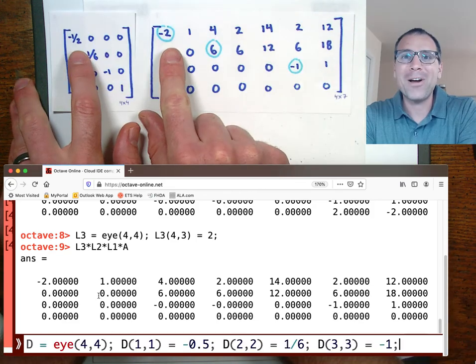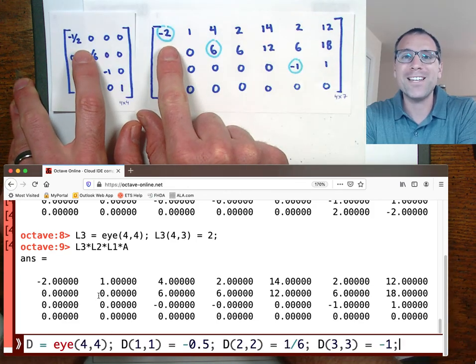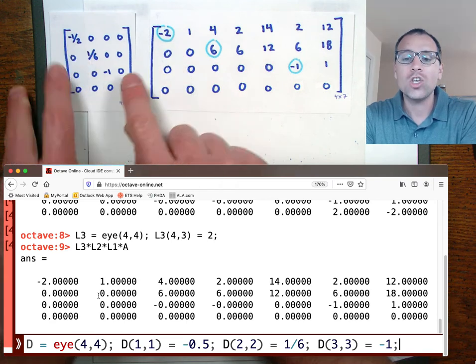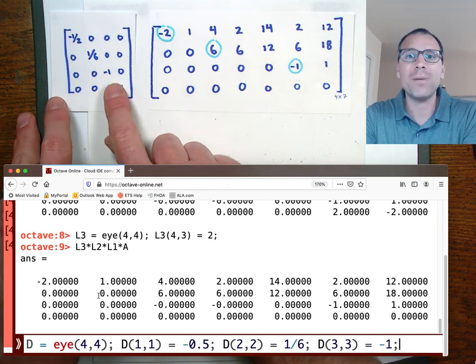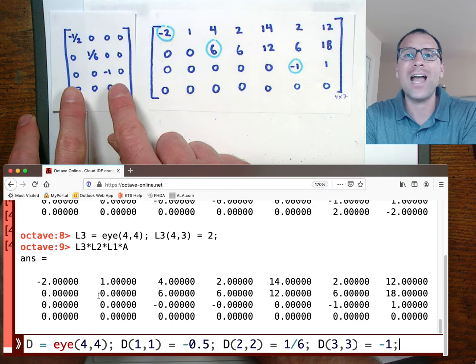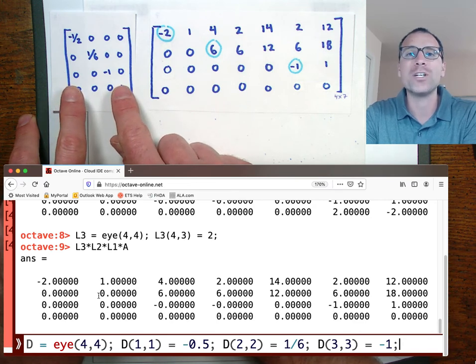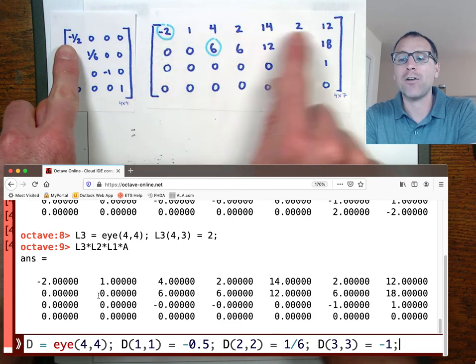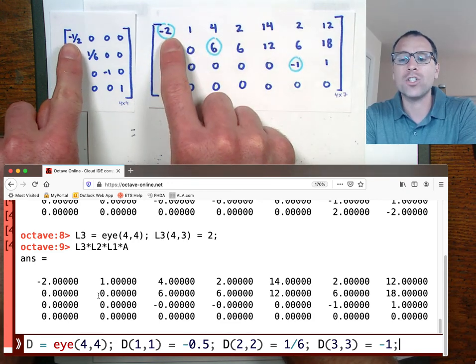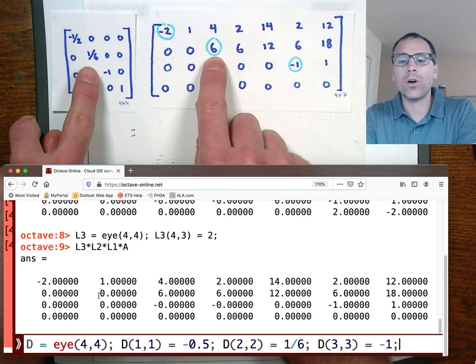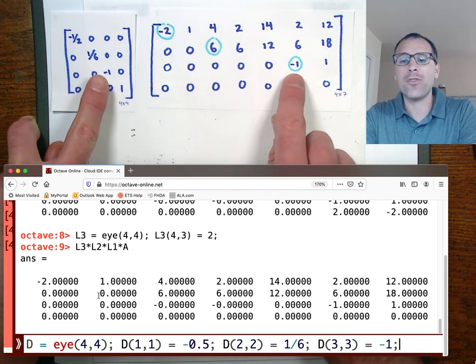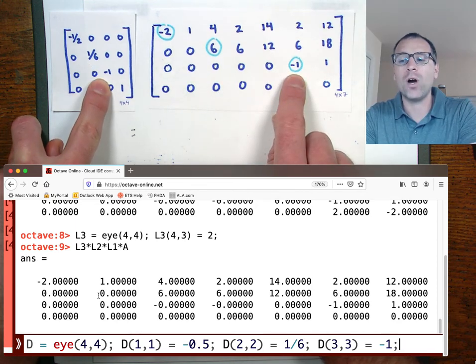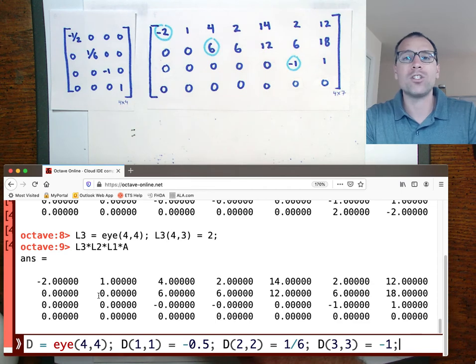Let's begin that process by turning each of the pivots into 1 using a sequence of dilation matrices that we're going to group together and just call the matrix D for diagonal. Here, we need to multiply by negative 1/2 the entire first row so that that turns to 1. The second row we're going to multiply by 1/6, and the third row we're going to multiply by negative 1. Each of those will turn those pivots to 1.